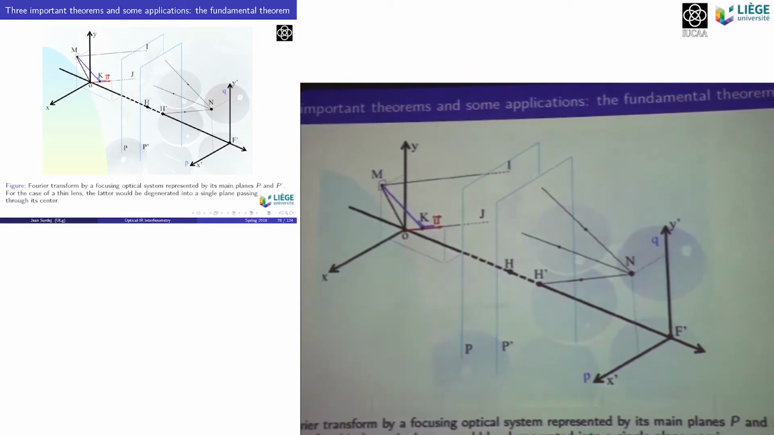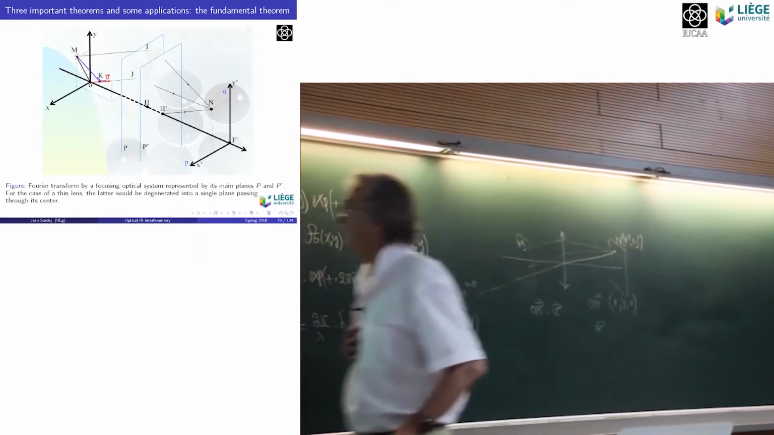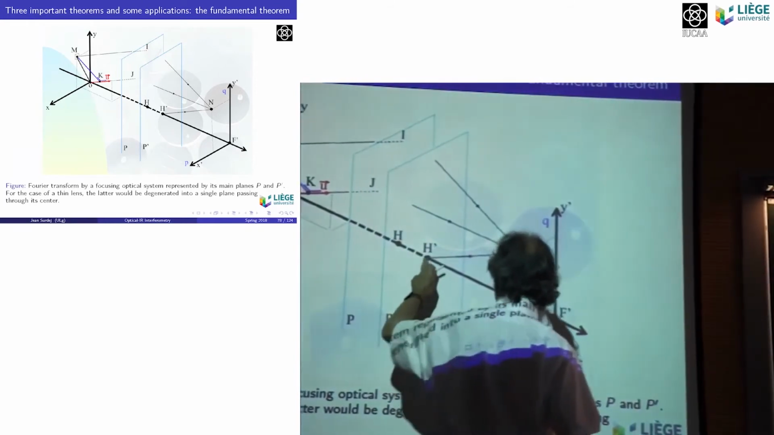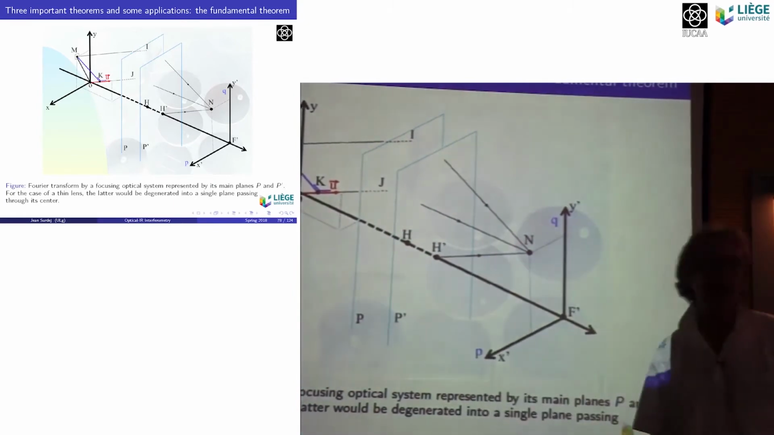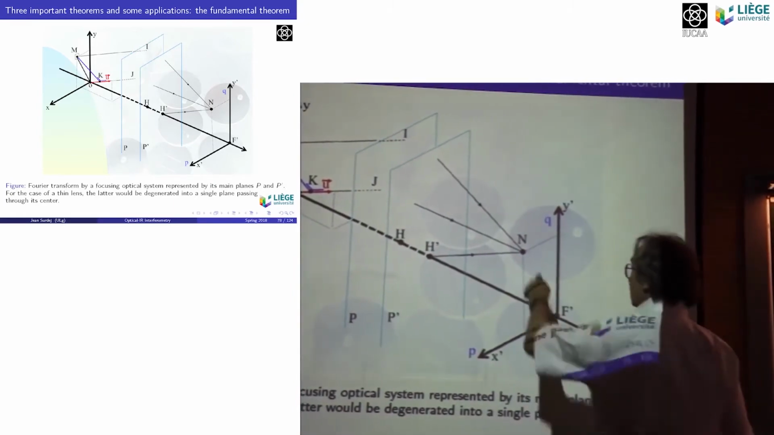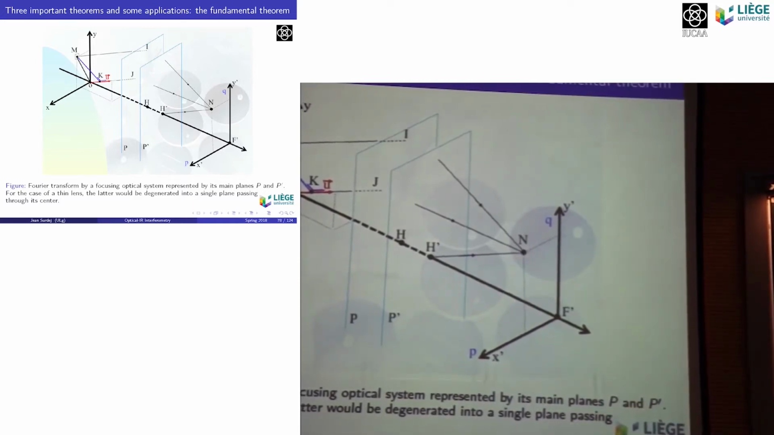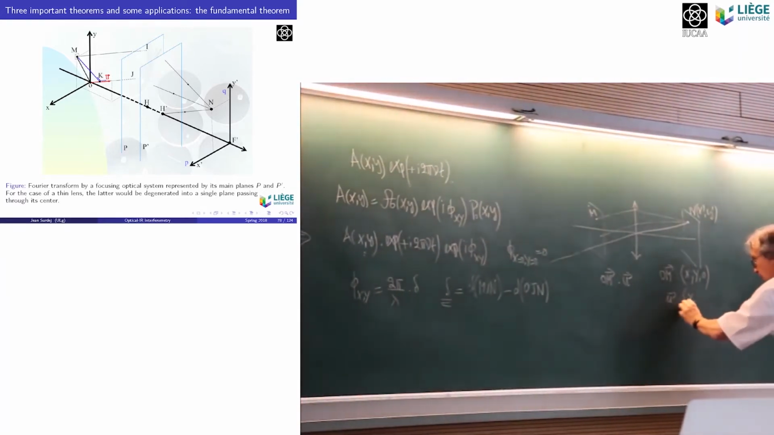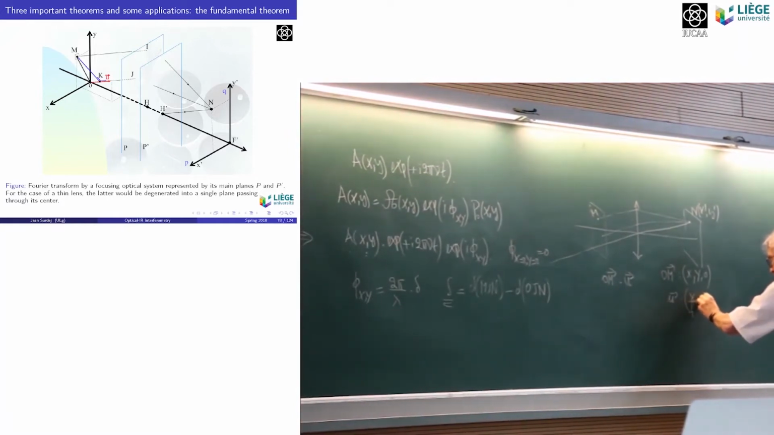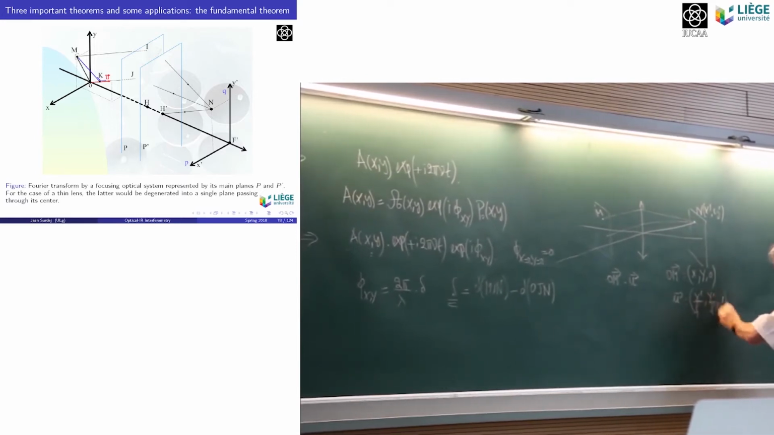Now the coordinates of the vector u, which is a unit vector, are easy to deduce from the fact that this direction is parallel to that one. Now, what is the distance between H prime and F prime? It's f, the focal length. The coordinates of these points are therefore x prime, y prime, f. Now I divide everything by f, so I have x prime divided by f, y prime divided by f, and f divided by f, which is 1.